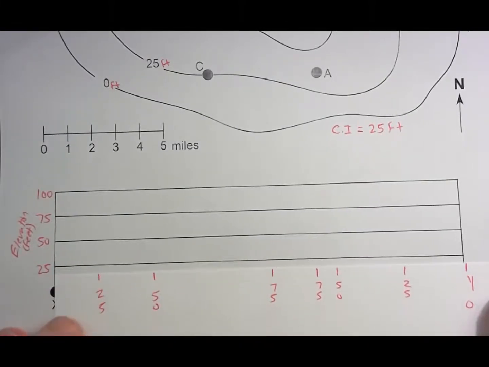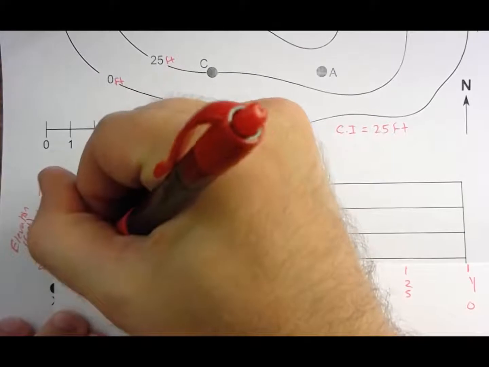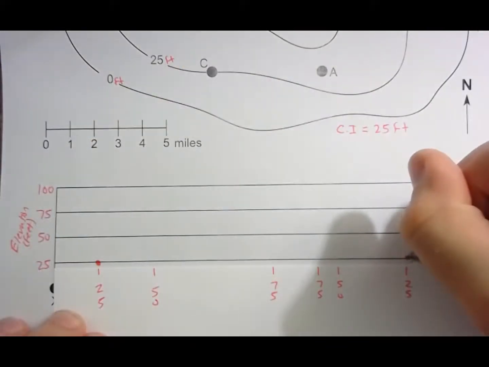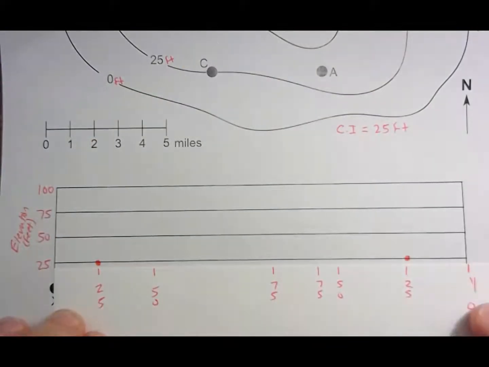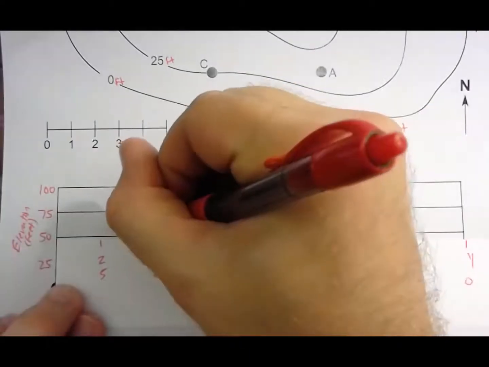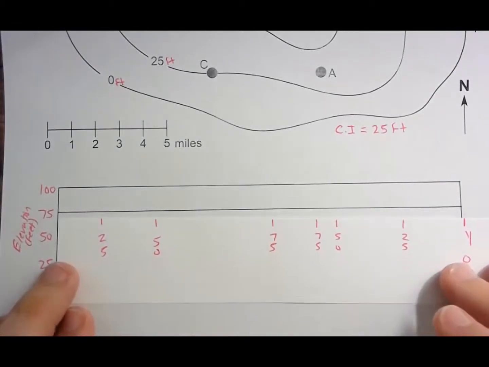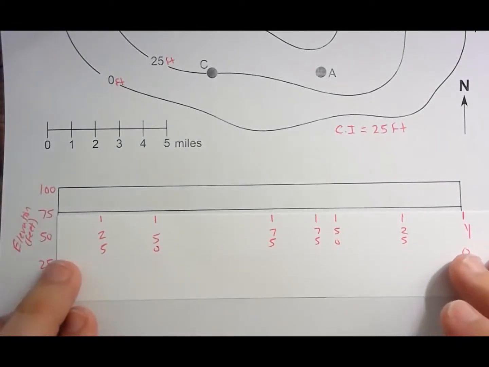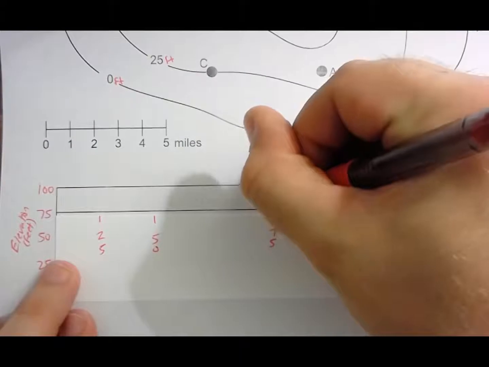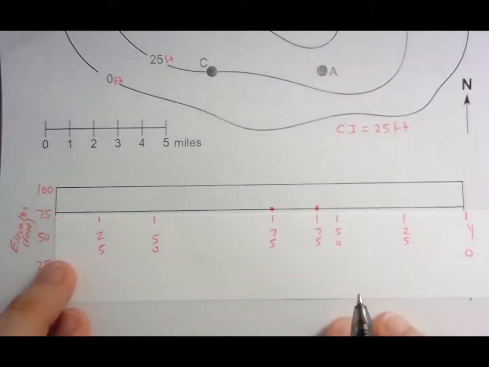We're going to slide our whole paper up, and now we're going to put down the location where there's an elevation of 25 feet, like so. Do the same thing for 50 feet. Again, you're going to do this for 75 feet. That happens to be our highest contour line, not necessarily the highest elevation, the highest contour line.